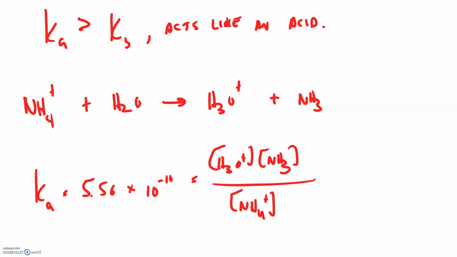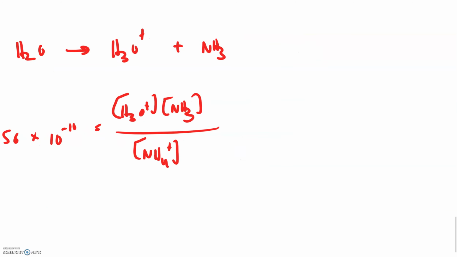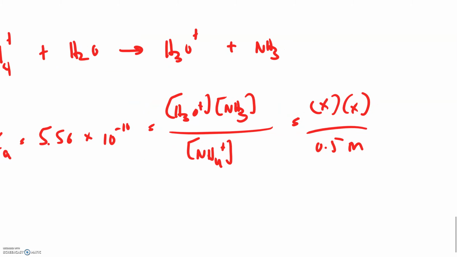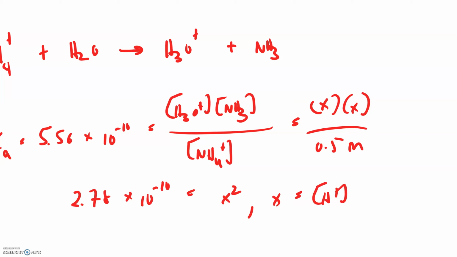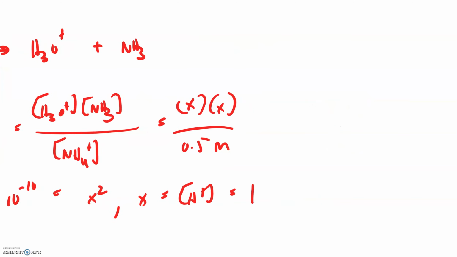This is so small, we're not going to worry about approximation. So these are both going to be X, and we'll put in 0.5 molar. Let's solve for X. So 5.56 times 10 to the minus 10th times 0.5. We get 2.78 times 10 to the minus 10th equals X squared. X, which is going to be H plus and NH3, is 1.67 times 10 to the negative fifth.